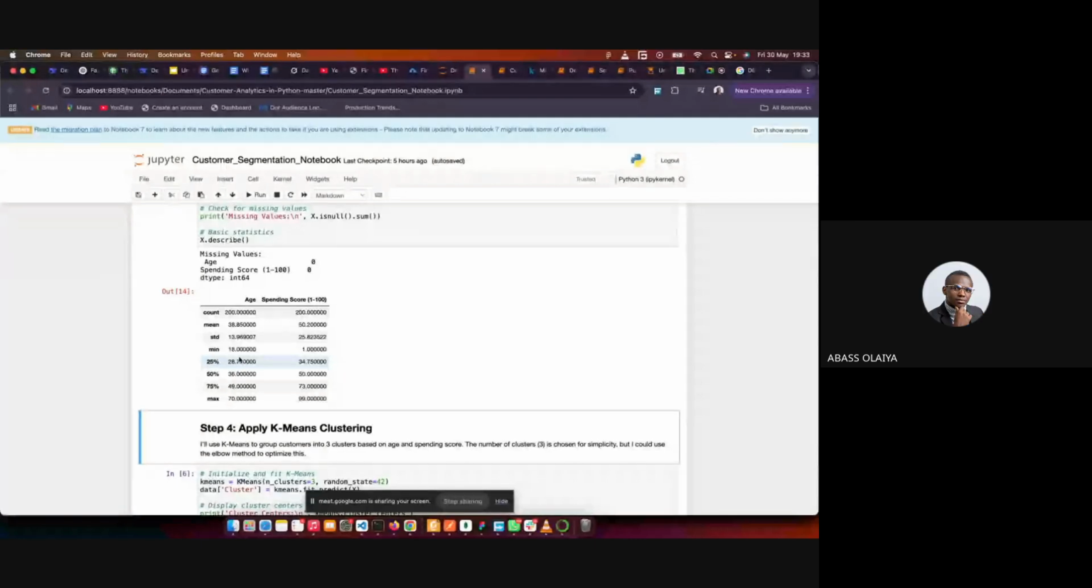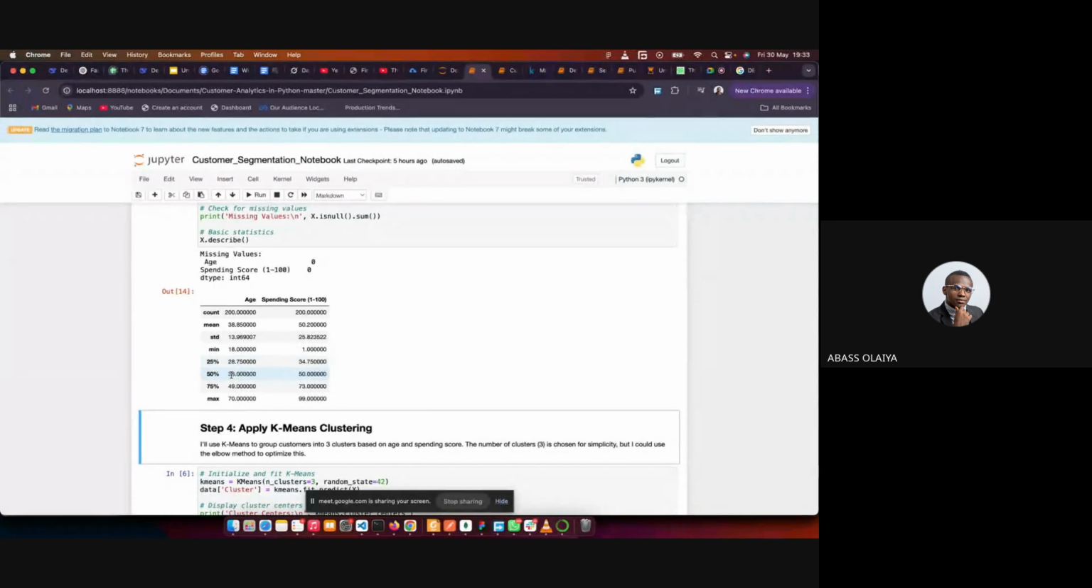Okay. What I mean by percentiles is basically, let me use the mean as an example. Your mean is not a percentile actually. Your median is. The 50th percentile is your median.